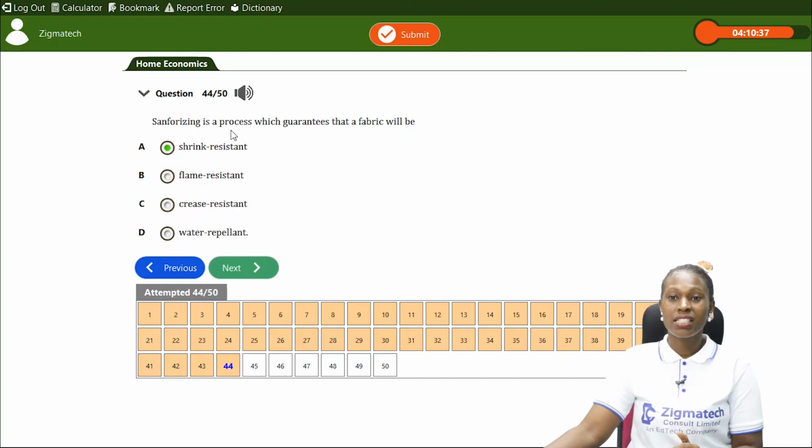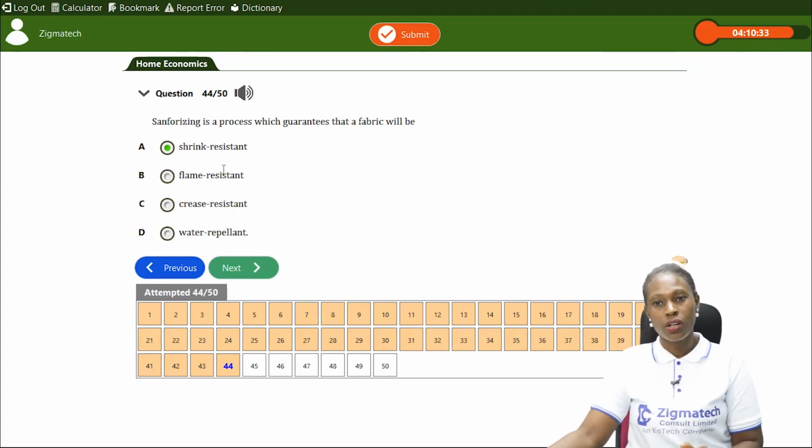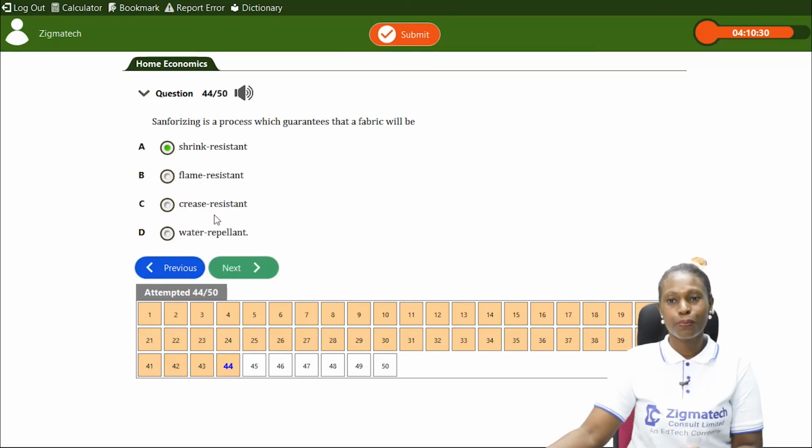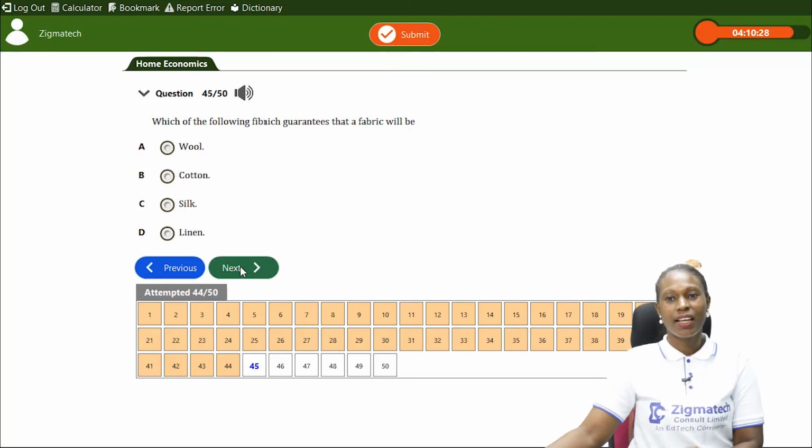It's a process. Sanforizing is a process which guarantees that a fabric will not what? Shrink. It will not shrink. Let's look at the next one.